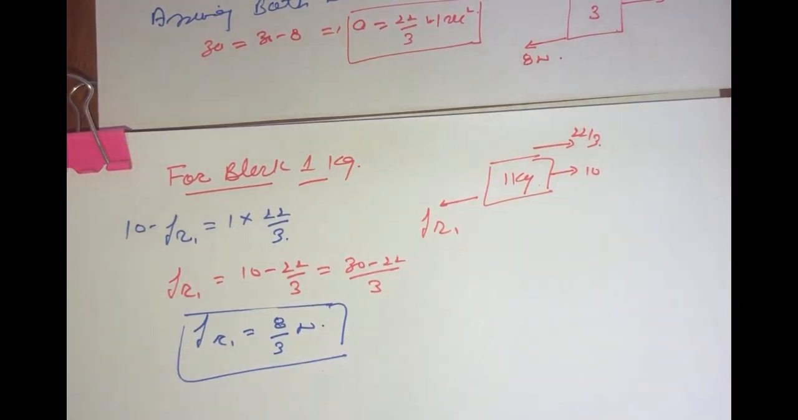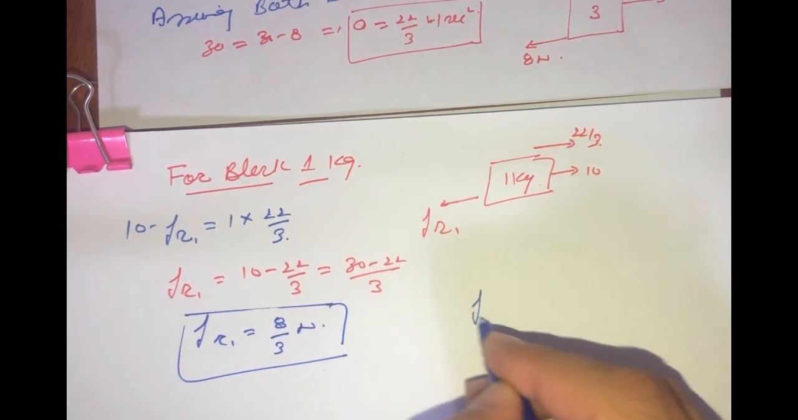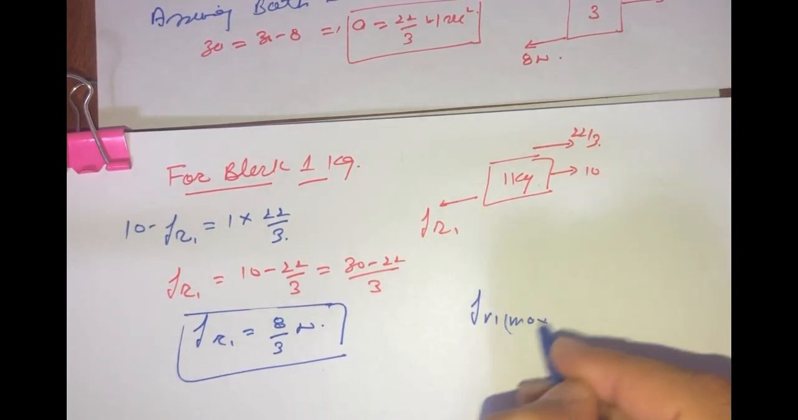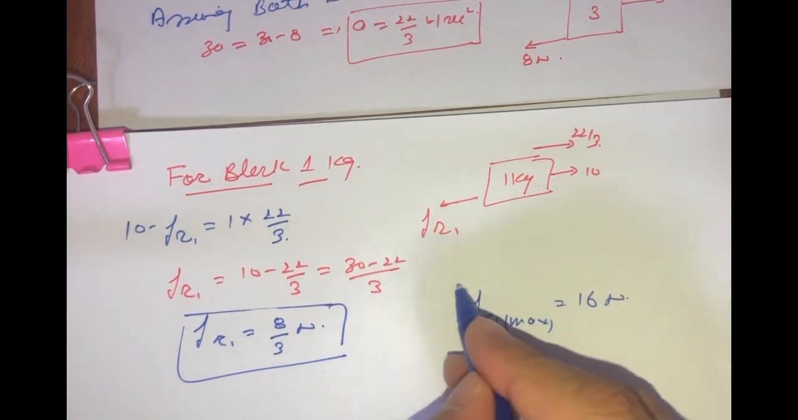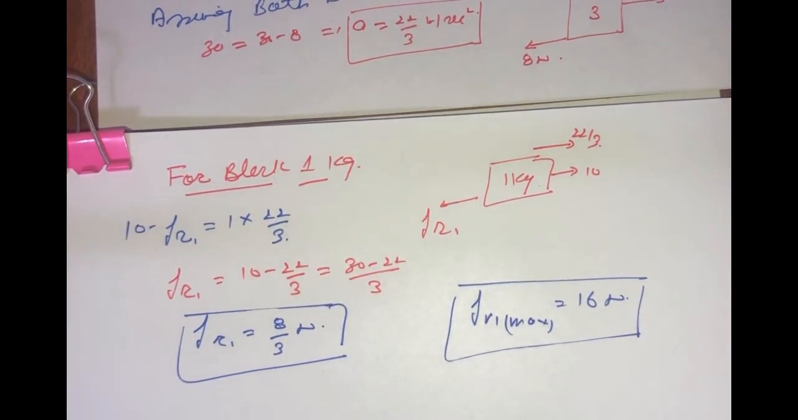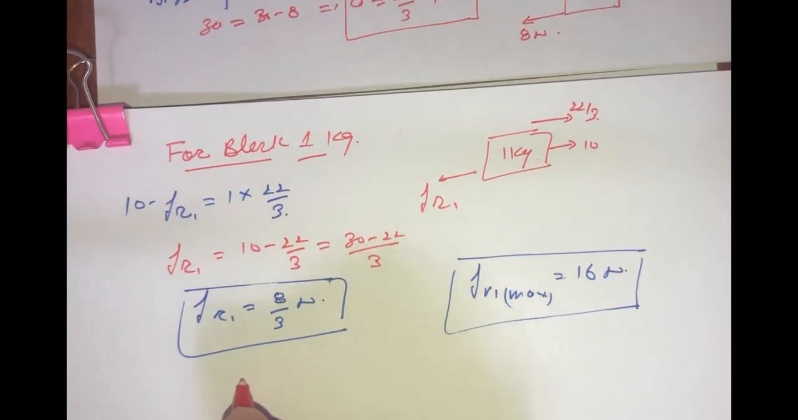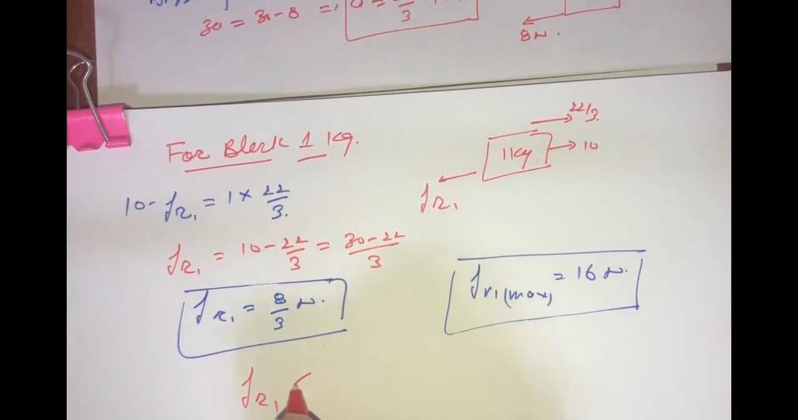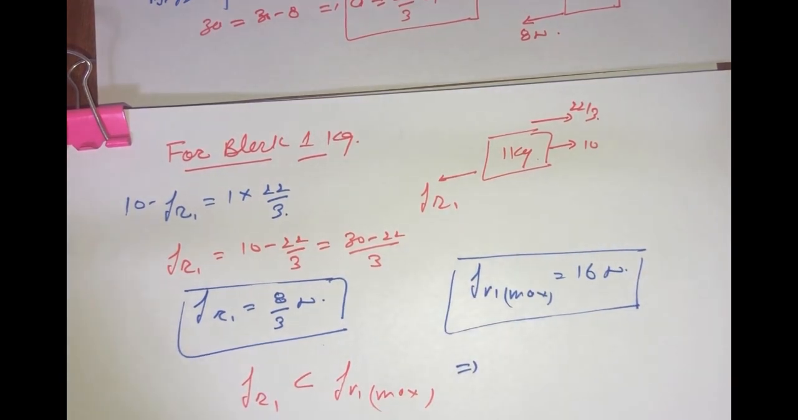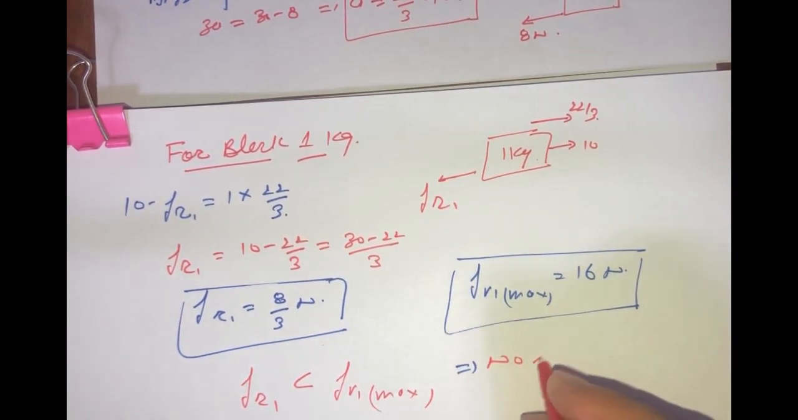And we already found out that the maximum friction FR1 max is 16 Newton. So if you make a comparison, you can see that the required FR1 is less than the maximum value of the friction. The required value is less than the maximum value, so it means no slipping will take place.